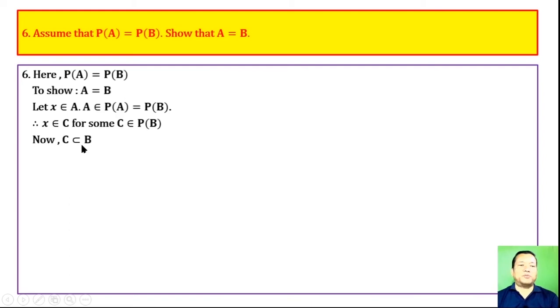Now C is a subset of B, since C is an element of the power set of B. Therefore X belongs to B. So X belongs to A implies X belongs to B. A is a subset of B. Similarly, we can show that B is a subset of A. A is a subset of B, B is a subset of A. Combining these two, we get A equals B. Hence proof.